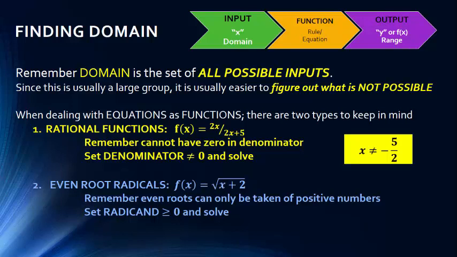So when we set the denominator equal to 0, we get x cannot equal negative 5/2. So the domain of this first function is everything but x equals negative 5/2. In the second one, when we set x plus 2 greater than or equal to 0, we get x is greater than or equal to negative 2. And this automatically is indeed the domain. This is what is not in the domain, so you have to be careful there.